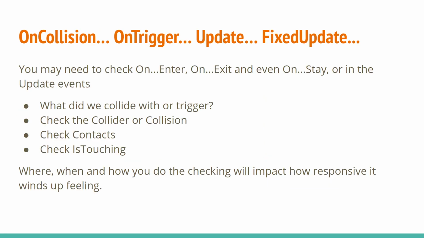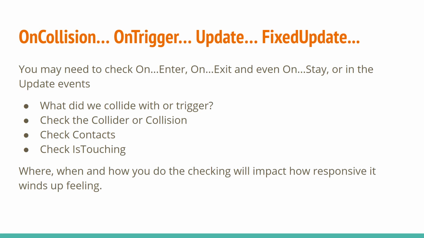Yep, you can do it the other way: on collision, on trigger, update, fixed update. So the question is, when you're doing these things, where do you check for your touching? Where do you check for your grounding and so on? Maybe it's during on enter, on exit, on stay, or in the update events. It's kind of up to you.